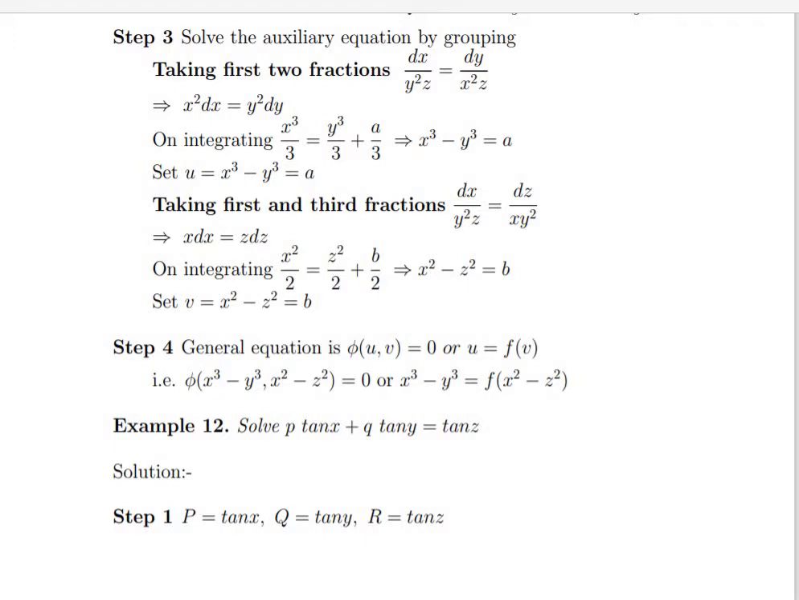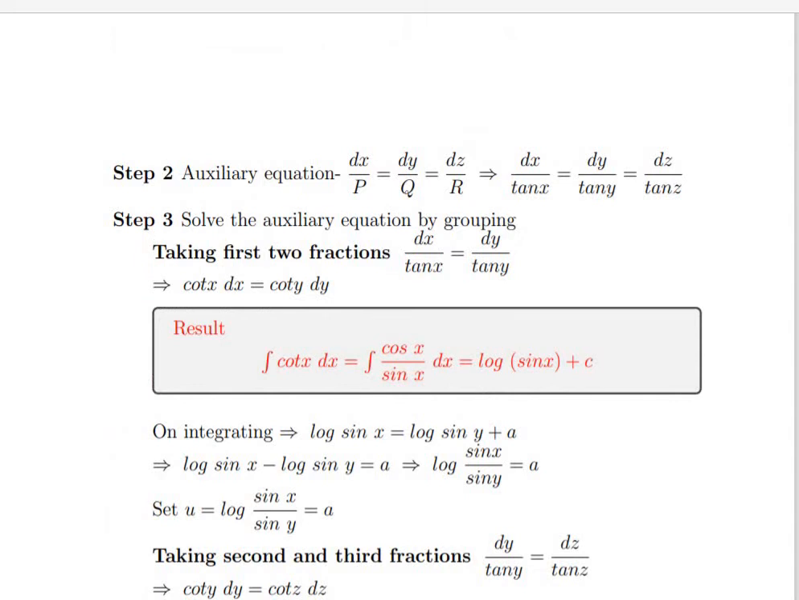Now moving to the next question, which is to solve p tan x plus q tan y equal to tan z. This problem is already in the pattern Pp plus Qq equal to R, from which we identify that capital P is tan x, capital Q is tan y, and capital R is tan z. On writing the auxiliary equation in the pattern dx by P equal to dy by Q equal to dz by R, it will become dx by tan x equal to dy by tan y equal to dz by tan z.